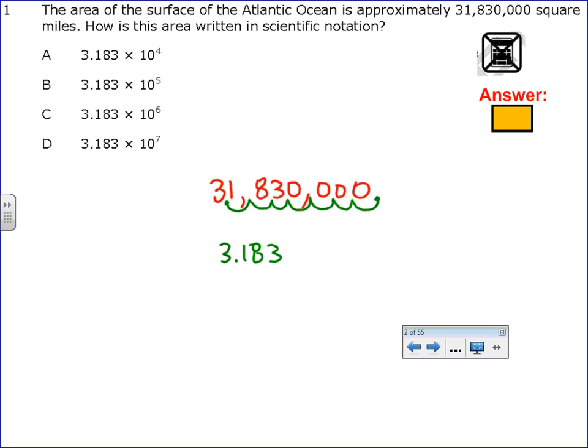As long as that number is between 1 and 10, which it is, then that is correct. It's always times 10, and it's the number that we moved it, which was 1, 2, 3, 4, 5, 6, 7 places. It's a positive 7 because the number I started with was greater than 1. So the answer for number 1 was D.